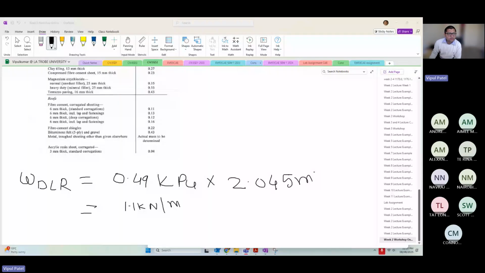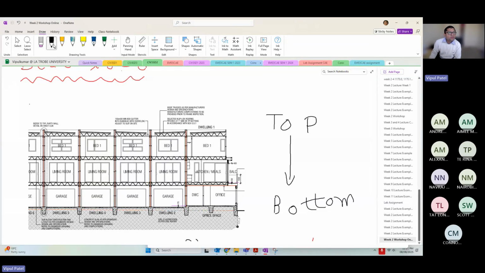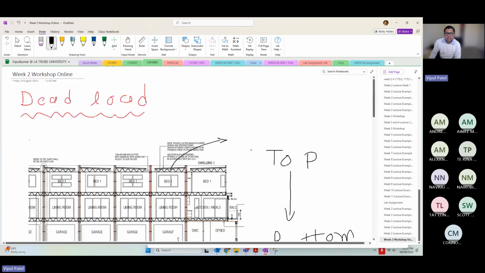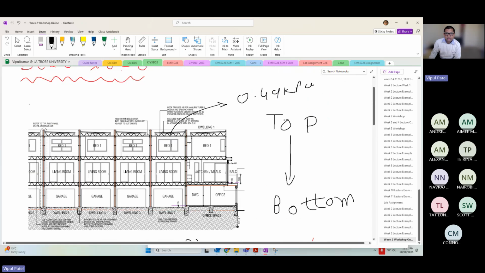All right, now let's talk about the dead load from the second floor. So this is from the roof, by the way. Now we've done this roof, and this roof basically applies 0.49 kilopascals, and also about 1.1 kilonewton per meter of load onto these beams.